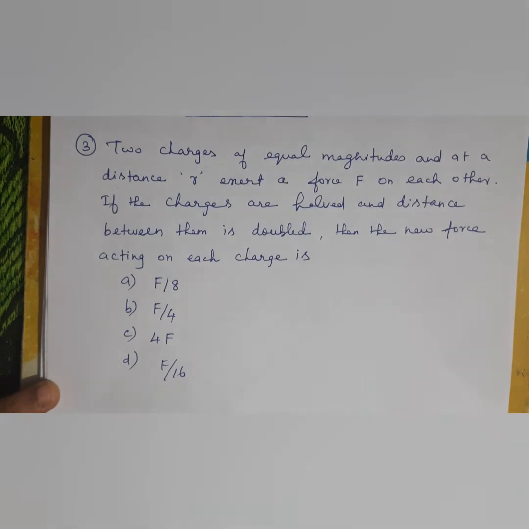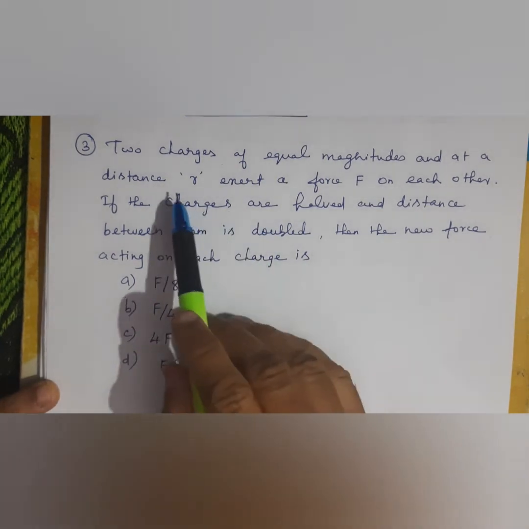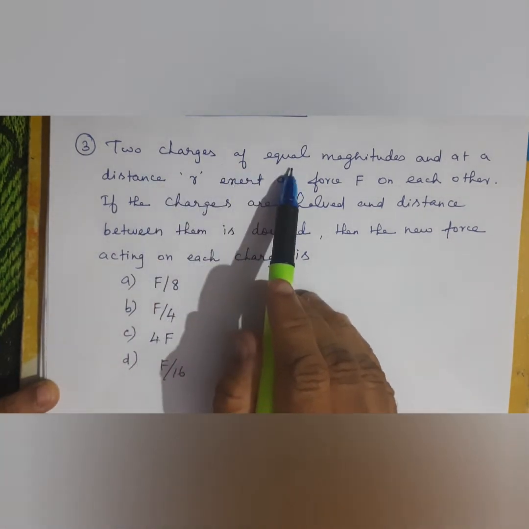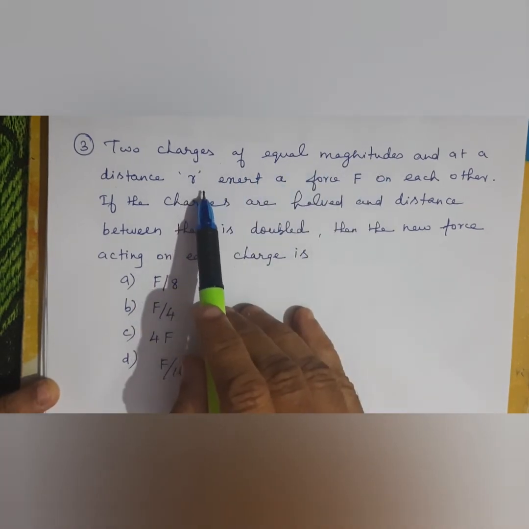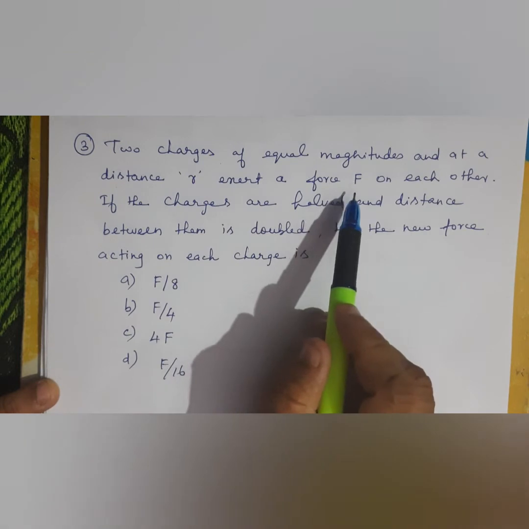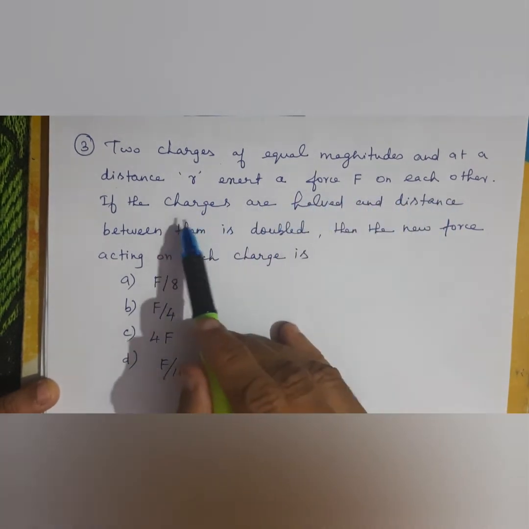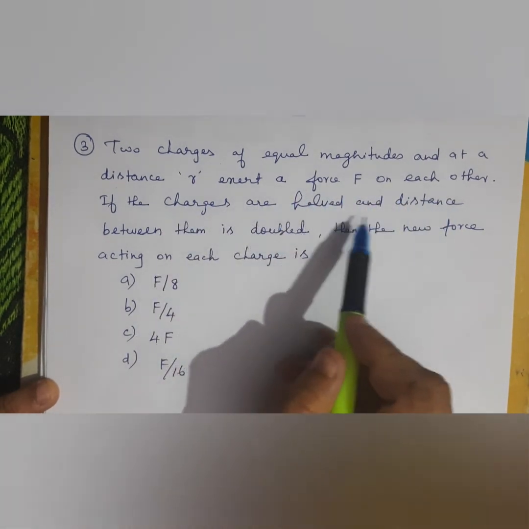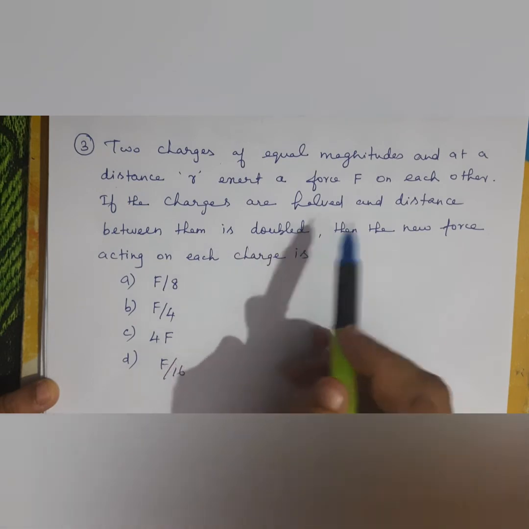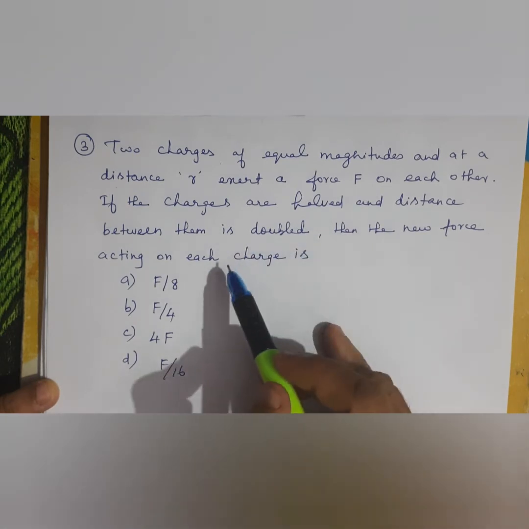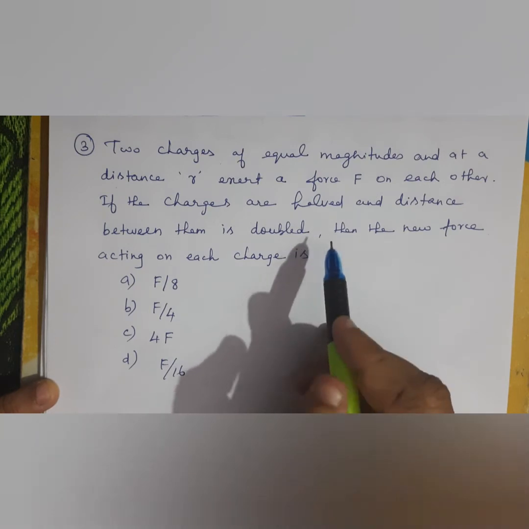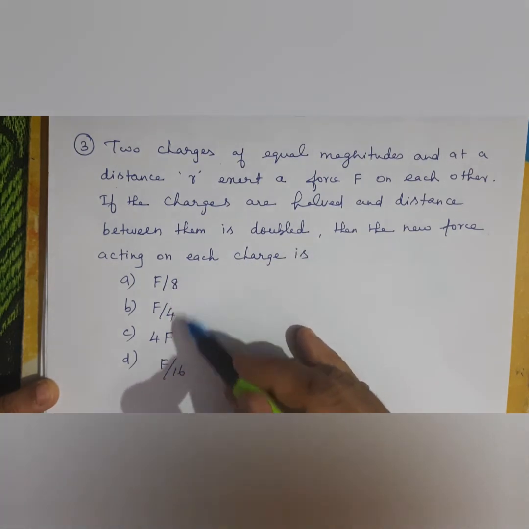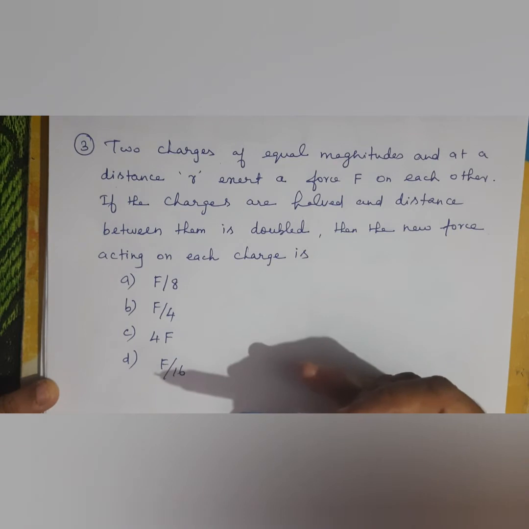Okay. Next problem, problem number 3. Two charges of equal magnitudes and at a distance R exert a force capital F on each other. If the charges are halved and the distance between them is doubled, then the new force acting on each charge is. So this is the question. Four options are given. So now try to solve this.